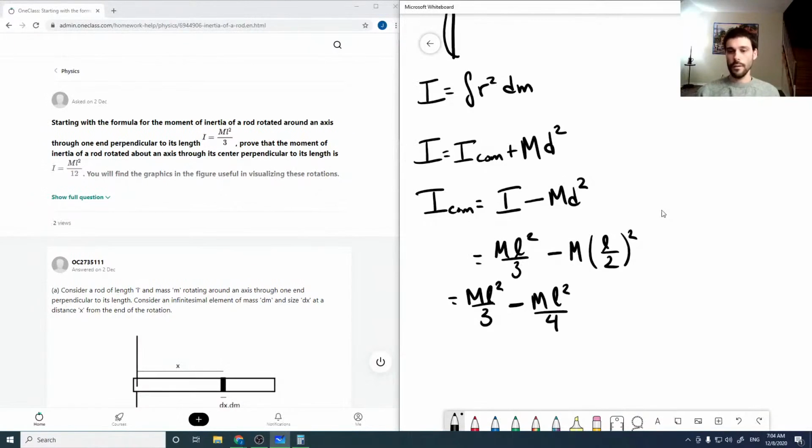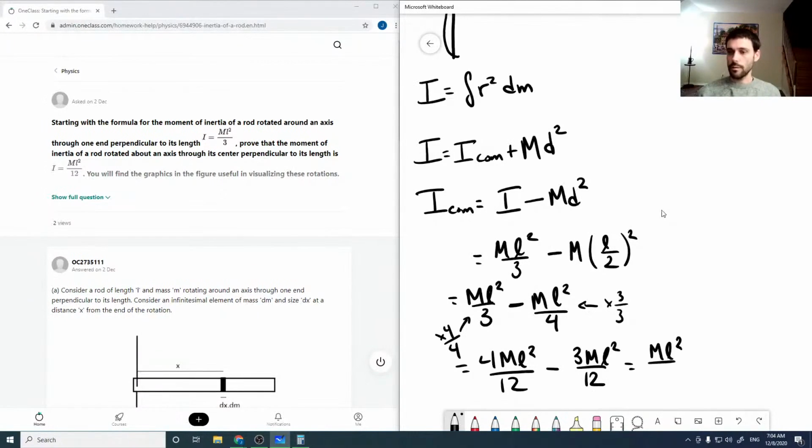expanding the square. Now we need to give these the same denominator, so we need to multiply this by 4 over 4, and then multiply this by 3 over 3. And so then this is 4 ml squared over 12 minus 3 ml squared over 12, which is equal to ml squared over 12. And so the moment of inertia about its center of mass is ml squared over 12, which is what it asked us to show. So that looks good.